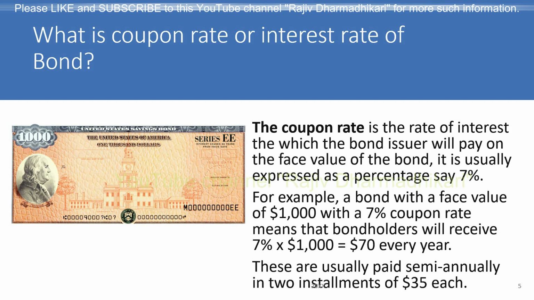What is the coupon rate or interest rate of a bond? The coupon rate is the rate of interest which the bond issuer will pay on the face value of the bond. It is usually expressed as a percentage, say 7%. For example, a bond with a face value of $1,000 with a 7% coupon rate means that bondholders will receive 7% multiplied by $1,000 equals $70 every year. These are usually paid semi-annually in 2 installments of $35 each.